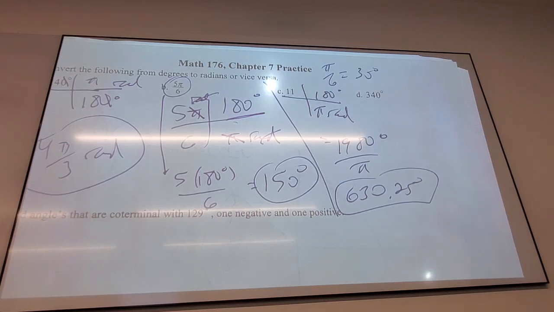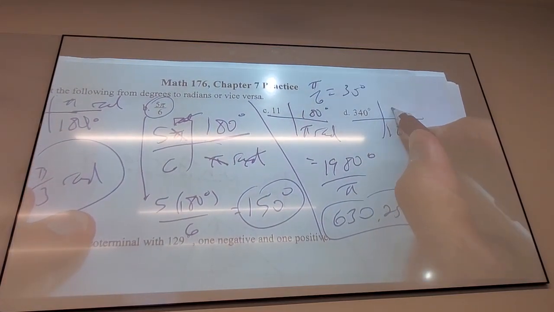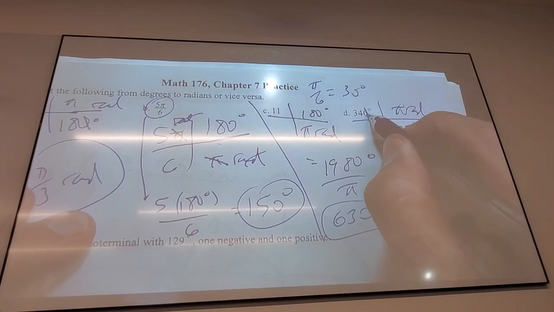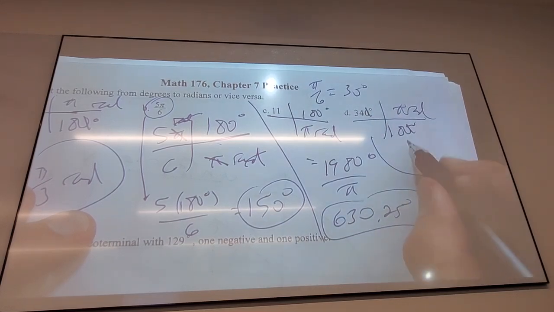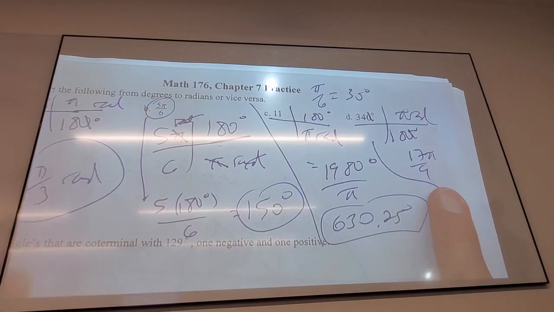So this whole first four should be relatively straightforward, yeah? So 340 degrees, just do it very quickly. Put degrees on the bottom, radians on the top. Kill the 0, divide by 2, and I'll get 17 pi ninths rads. There's no reason to make this into a decimal.